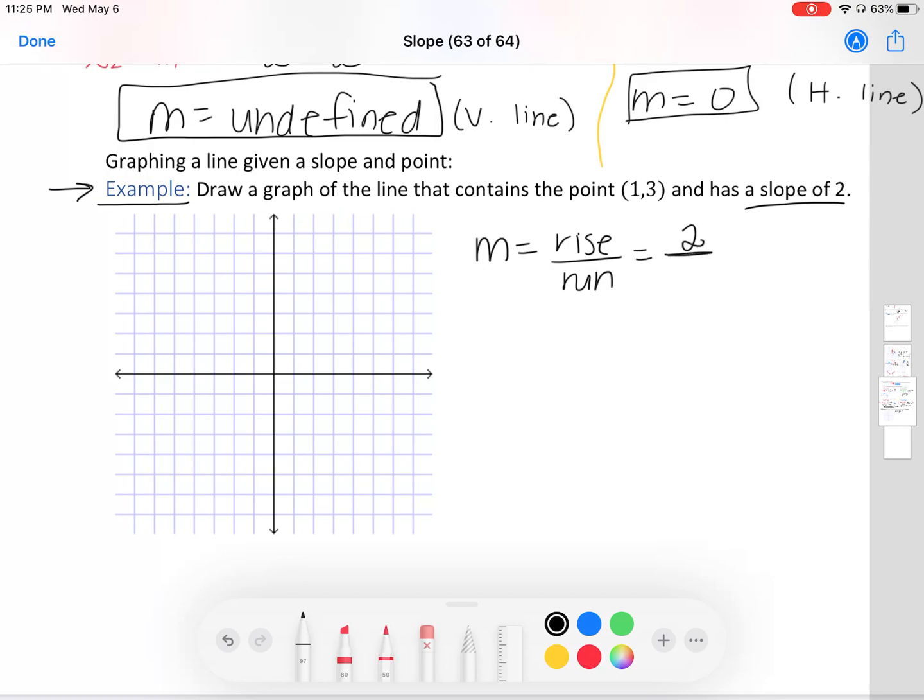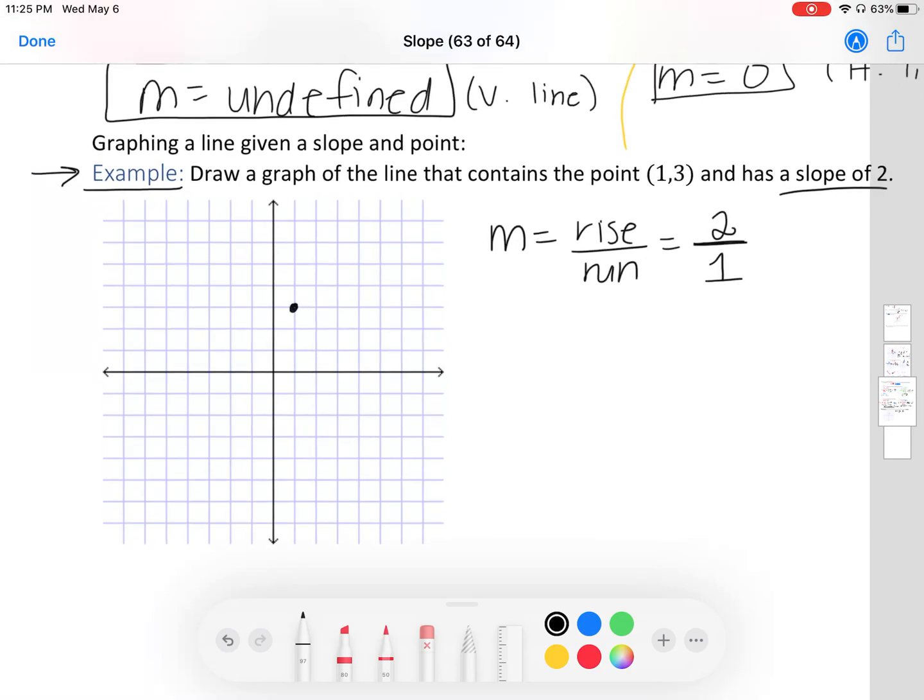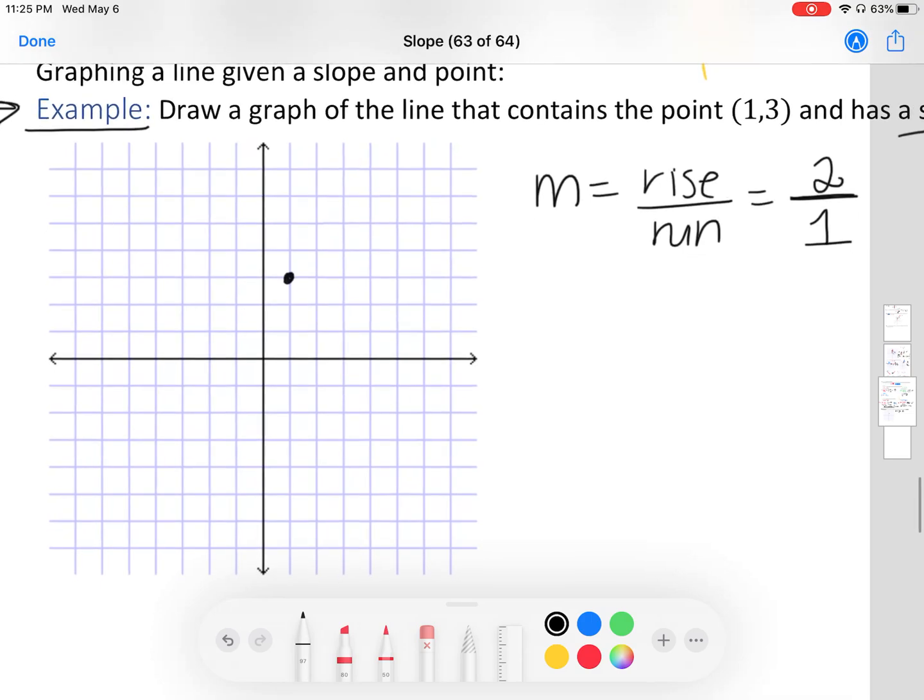So I have 2 to rise, a fraction to have rise over run, we can write as 2 over 1. Let's use my steepness from my point to create another point. So I have the point 1, 3. Now if I wish to find another point, let's use our slope. We have a rise of positive 2, so I'm going to move up 2. And I have a run of positive 1, so I'll move right 1.